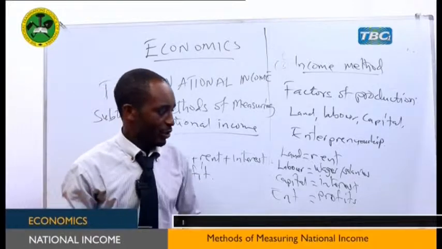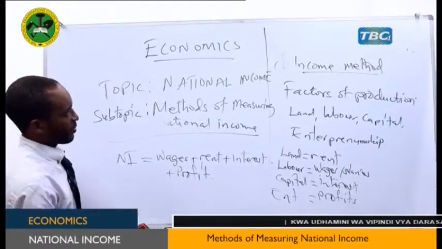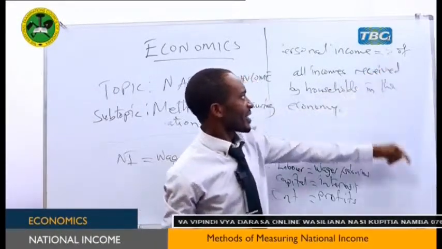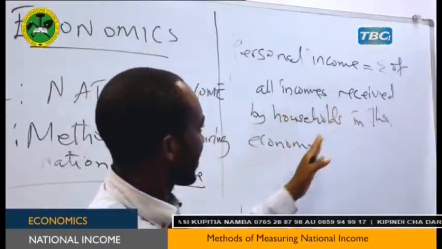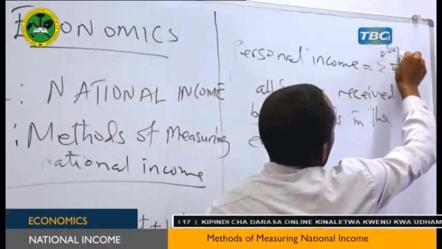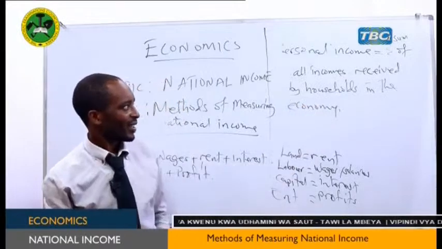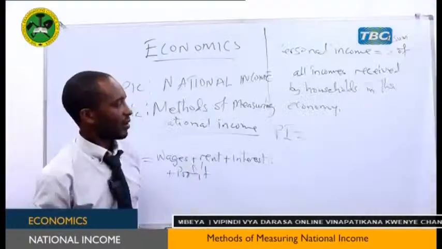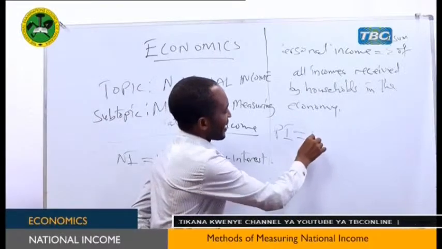So these are the 3 methods of calculating the national income. Now let us discuss the concept of personal income. Personal income is equal to the sum of all incomes received by households in the economy. So you take the total of all incomes received by households in the economy. So personal income will be equal to the national income.